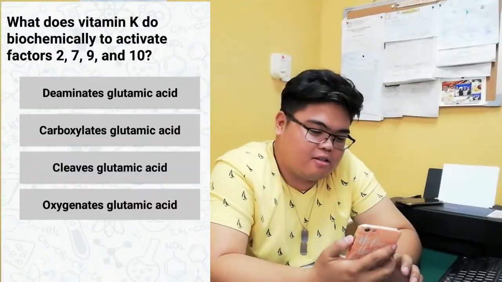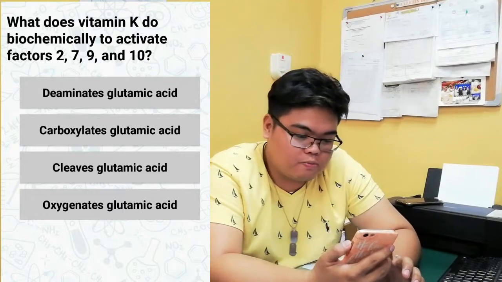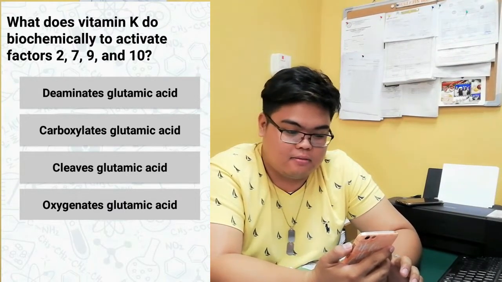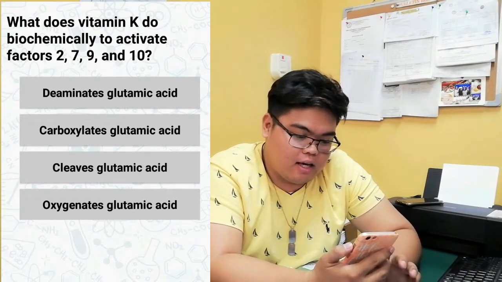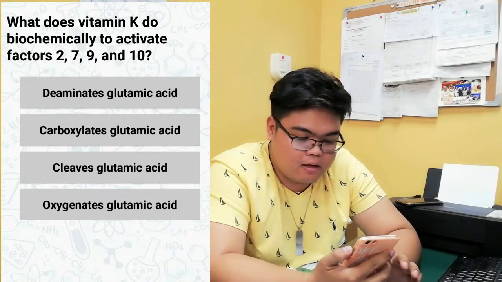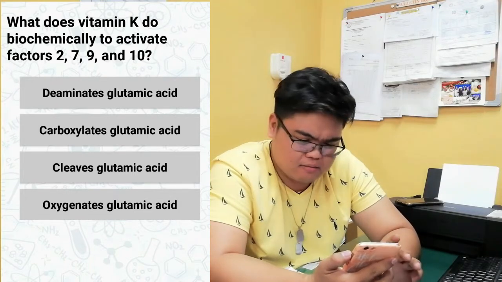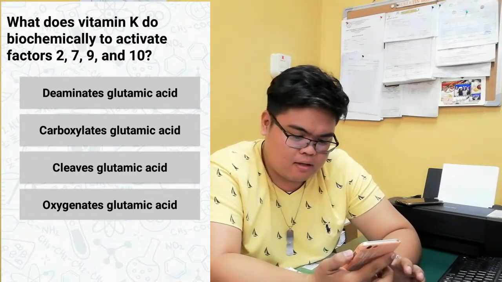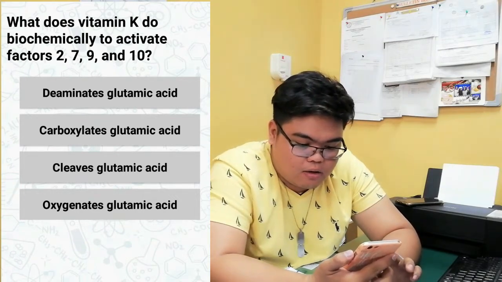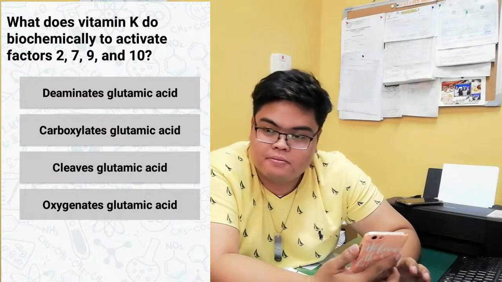Okay, who's next? Question is, what does vitamin K do biochemically to activate the factors 2, 7, 9, 10? Letter A, deaminates glutamic acid. Letter B, carboxylates glutamic acids. Letter C, cleaves glutamic acids. Or D, oxygenates glutamic acids.